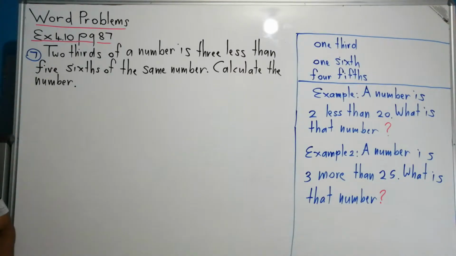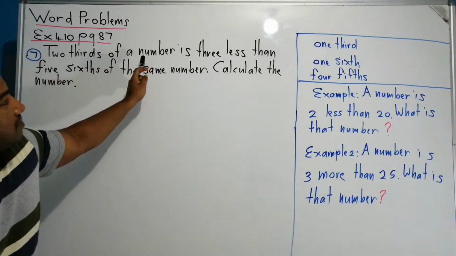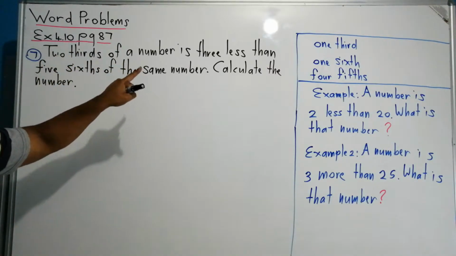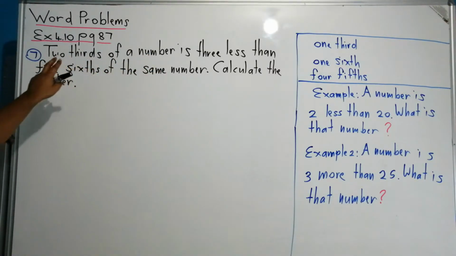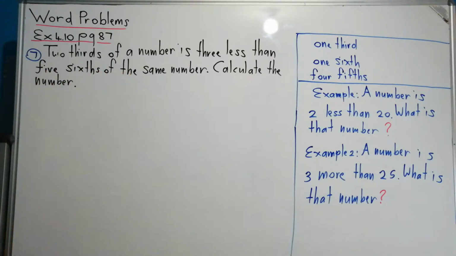All right, number 7, a problem question. Most people get confused when they see these words: 2/3, 3 less. Let's read the question. You would have tried it out. 2/3 of a number is 3 less than 5/6 of the same number. Calculate the number.